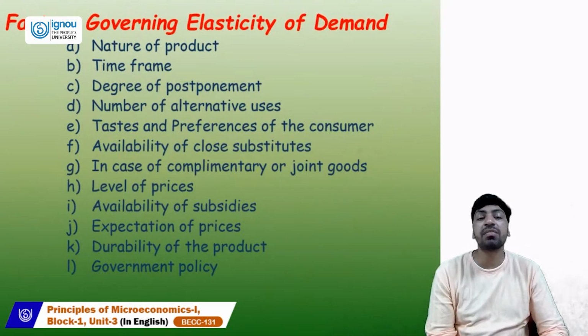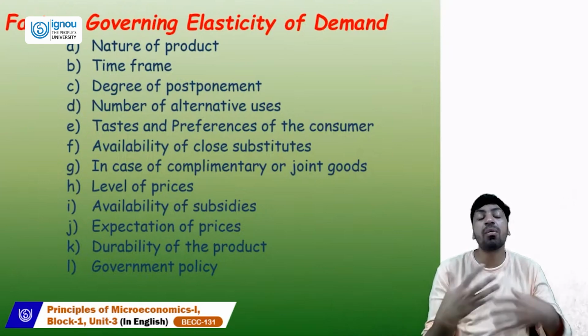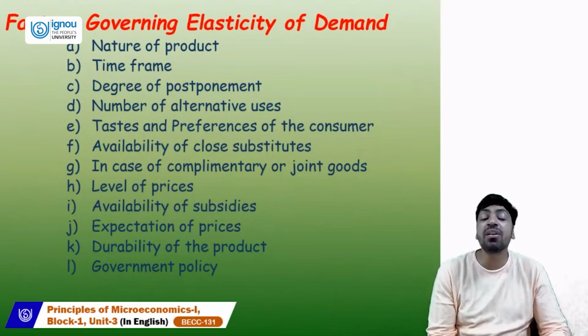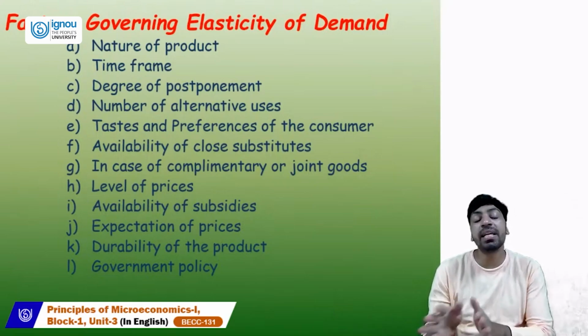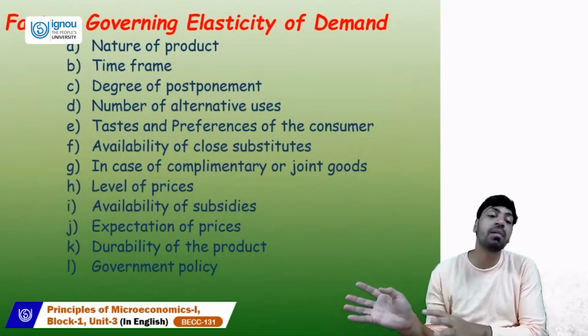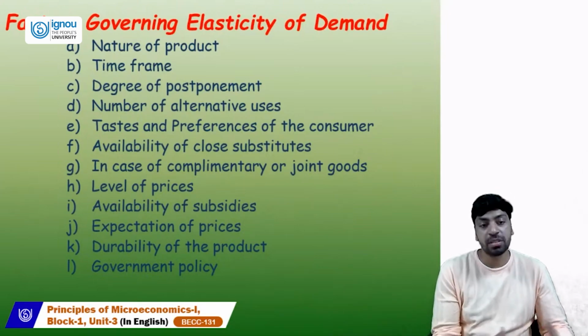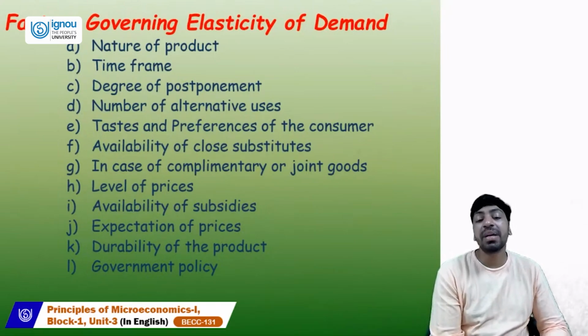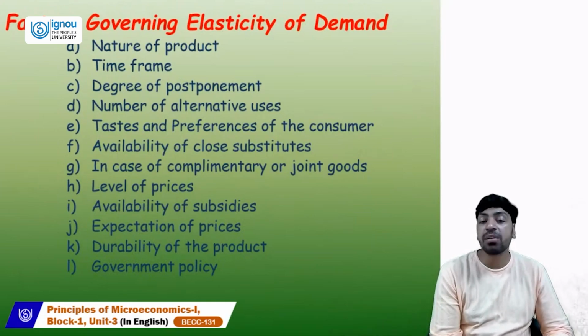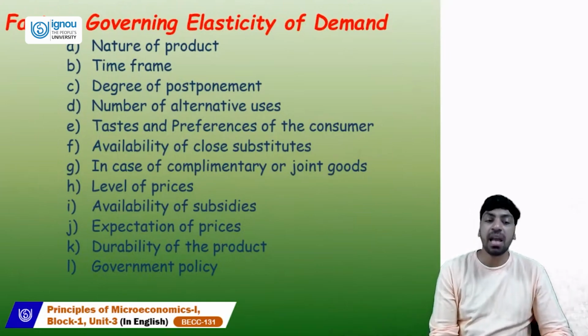Definitely the elasticity of demand always depends upon the level of prices, and how the prices could increase or decrease, with the other factors remaining constant. The elasticity of demand would be positive. When we talk about the availability of subsidies, it always depends that the elasticity of demand could be relatively elastic.